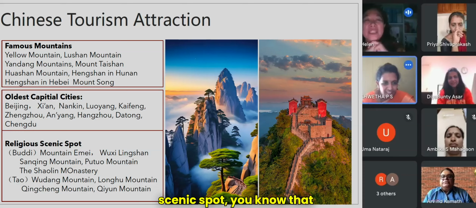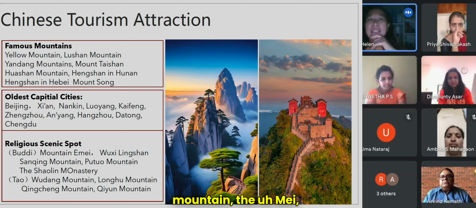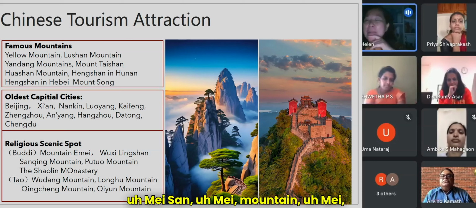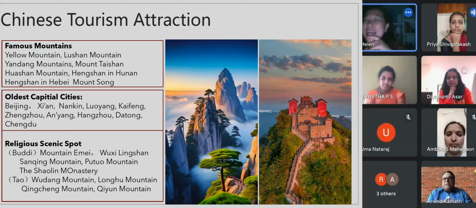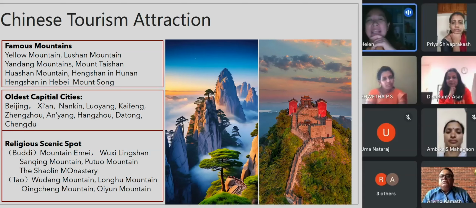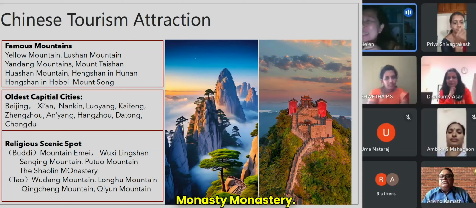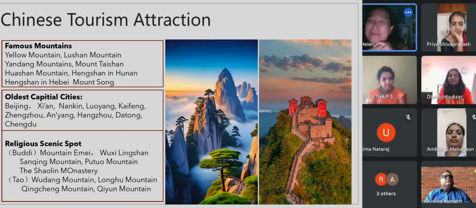Okay, then we'll show you some religious scenic spots. For Buddhism, there is Emei Mountain, Wuxi the Lingshan, Sanqing Mountain, Putuo Mountain, the Shaolin monastery. That's just for the religion of Buddhism.